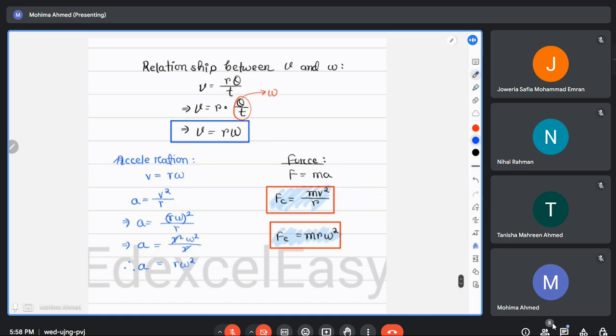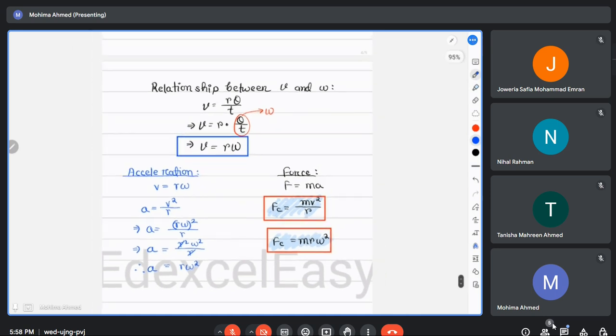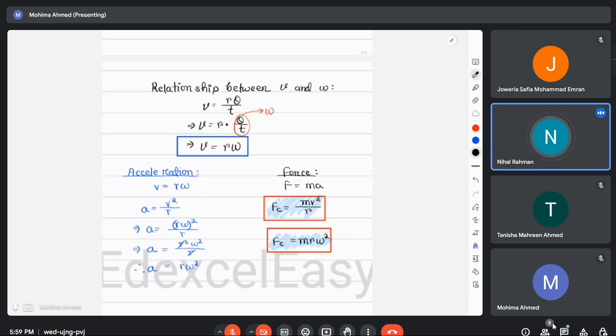So other than that, does anyone have any problem from here? Any questions from this part? Any problem from anyone? No, no, ma'am. Okay, now this is the end. I'm not going to explain any more things.